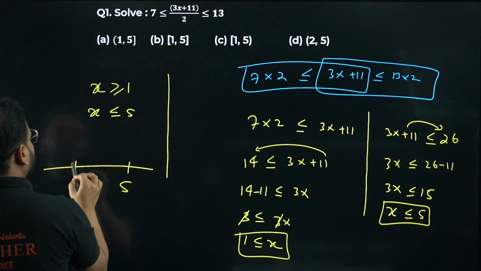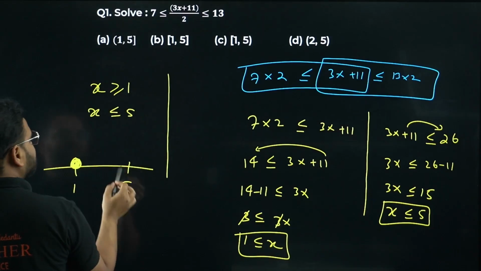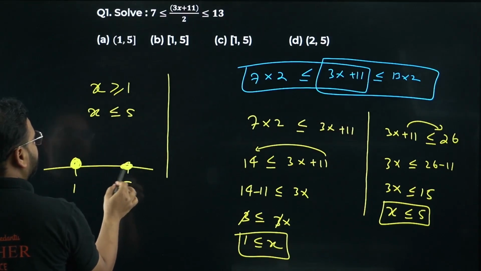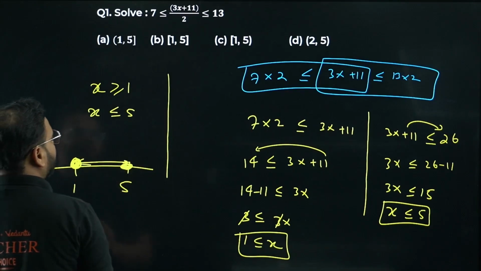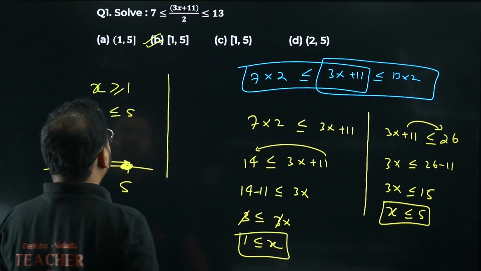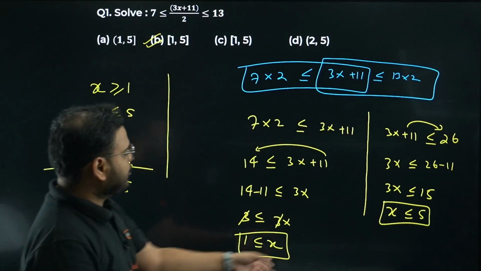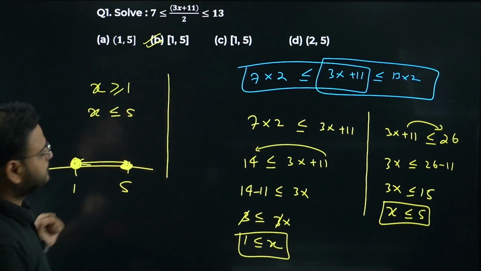Greater than or equal to 1 means closed at 1, and less than 5, so again open or closed as applicable is there. The arrow between them: 1 to 5. Please check, option B is right. 1 to 5, option B is right.